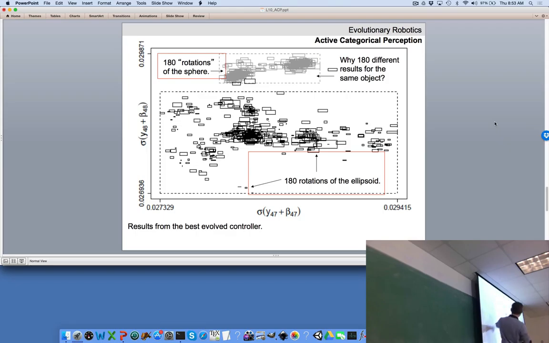Let's start with C sub S, which is the dotted line, right? The bounding box. Anything inside C sub S here in the dotted line, the robot says, is a sphere. And anything inside C sub D here, the robot thinks, is an ellipsoid. What can you tell me about these two bounding boxes?